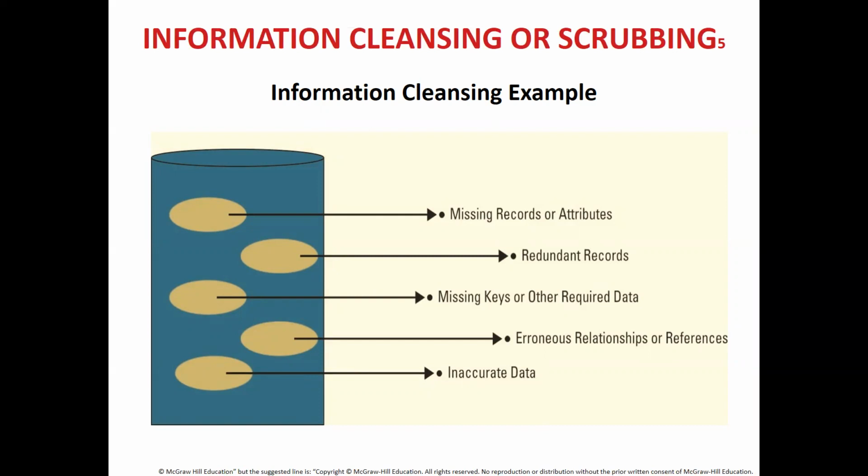If there's a missing record or attribute, you'll have to go and find it and fix it, or remove the entire record. If there's a redundant record, you may have to remove one of the redundant copies. If there's a missing key or other required data, you need to find and fill it in. If you're not able to find it, you can remove the entire record. Erroneous relationships need to be fixed, and inaccurate data needs to be corrected.